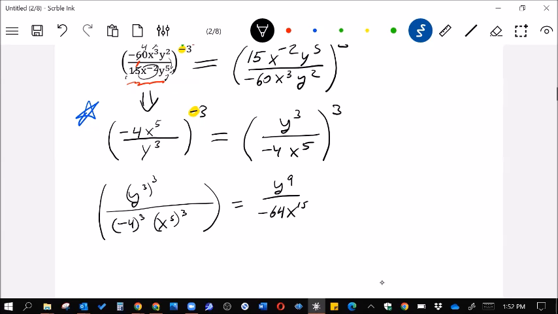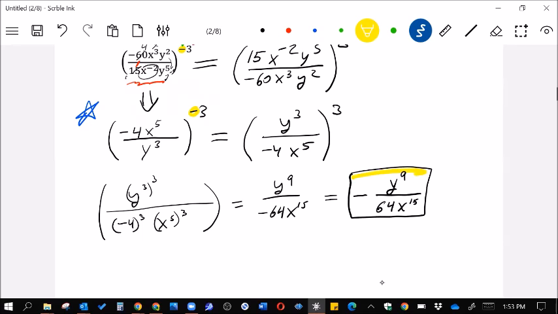We do not ever leave the negative on the bottom of a fraction. You put it in front. So it becomes negative 64x. Oops, I started writing that in the wrong place. So let's fix that. Negative y to the 9th power over 64x to the 15th power. Very good.